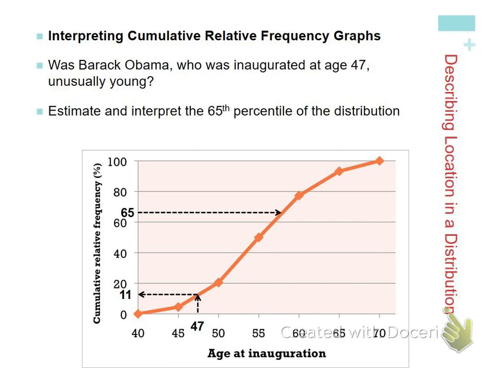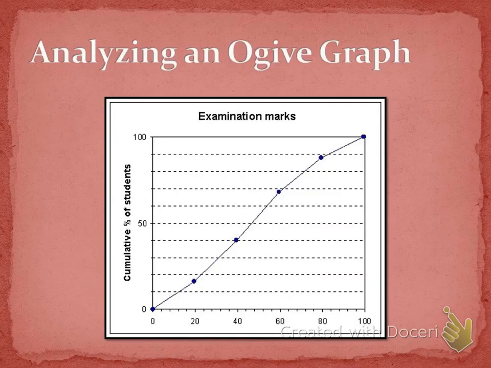So for the 65th percentile, we've got to find 65 on the y-axis, slide over to the graph, and then slide straight down. And we find ourselves at about 58 years old, right? So 58 years old would place someone in the 65th percentile. That means that 65% of U.S. presidents were younger than 58 when they were inaugurated. Okay? So, just some ways that we want to analyze an ogive graph.